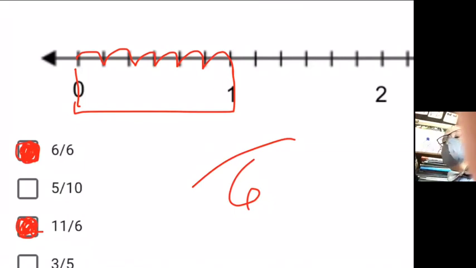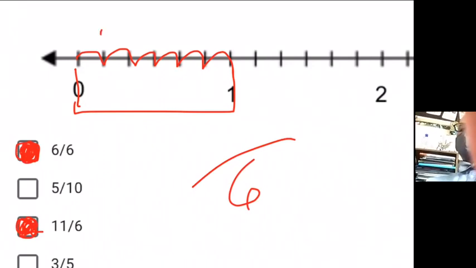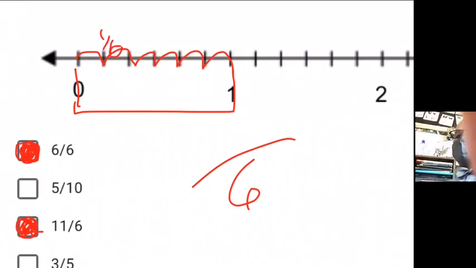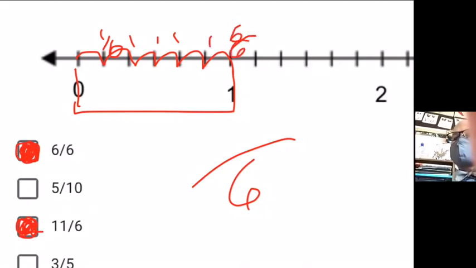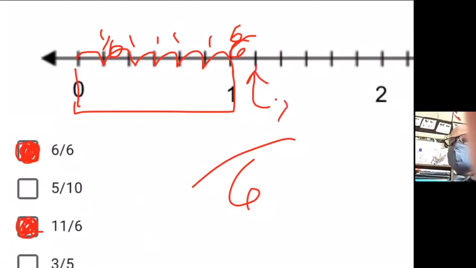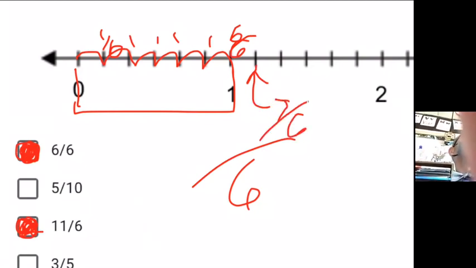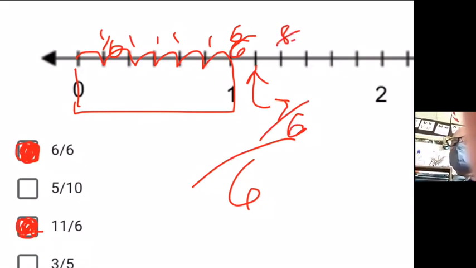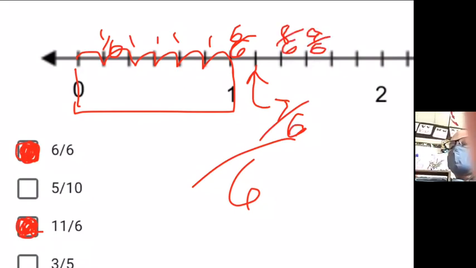And you're right, Angelica. The reason we know that 6 over 6 belongs on here is because this right here is 1/6, 2/6, 3/6, 4/6, 5/6, and here's 6/6. This would be 7/6. Okay, 7/6. And then 8/6, and then 9/6. And if you labeled all of these fractions, you would get to right here is 11/6.